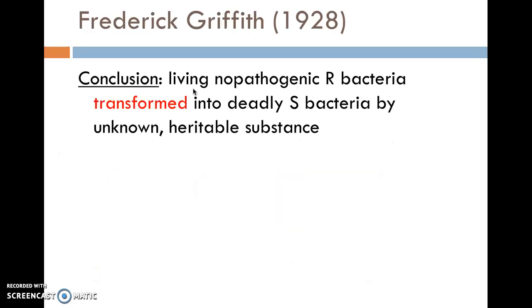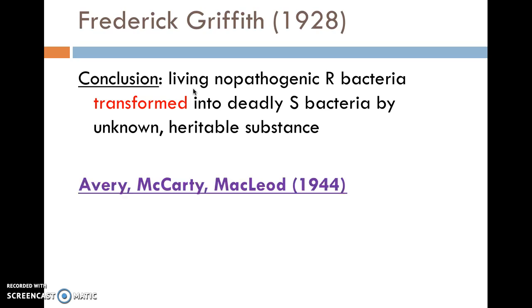The conclusion by Frederick Griffith is that the living non-pathogenic R bacteria strain was able to transform into the deadly S bacteria strain by an unknown heritable substance. Griffith did believe this to be DNA, but many scientists still did not believe it.